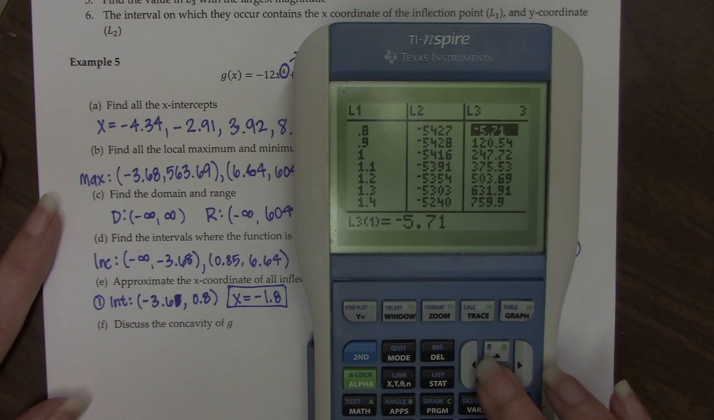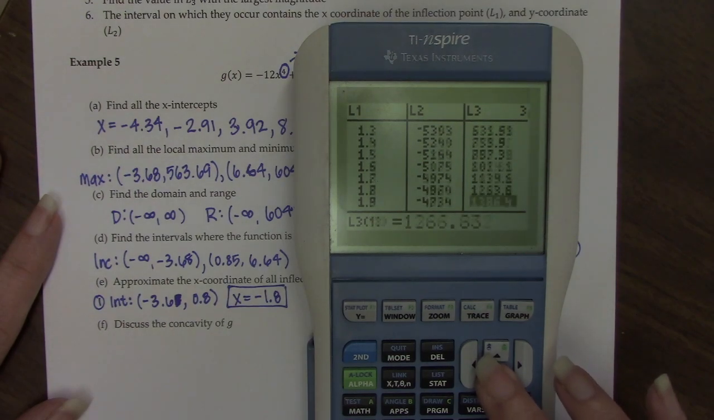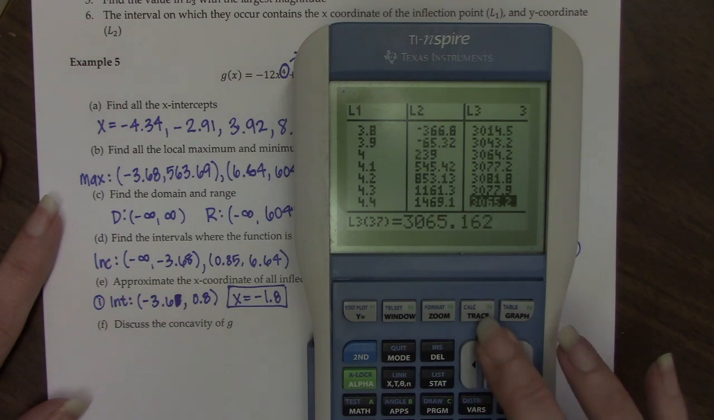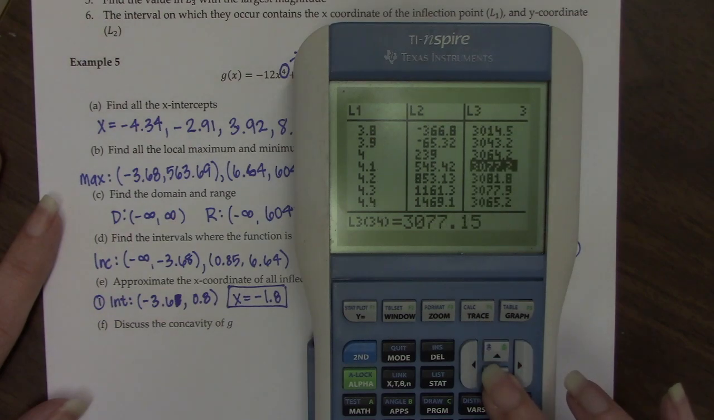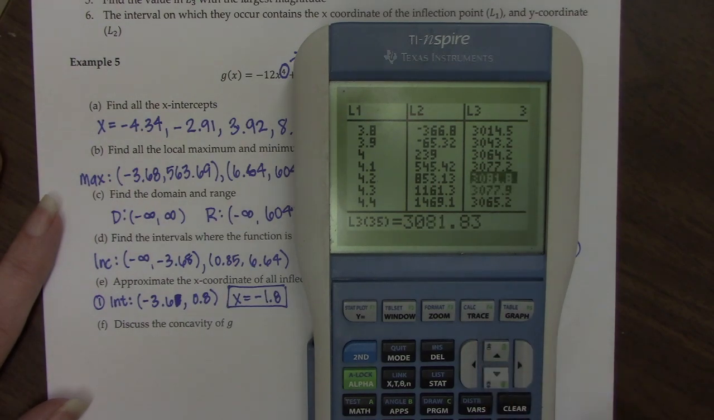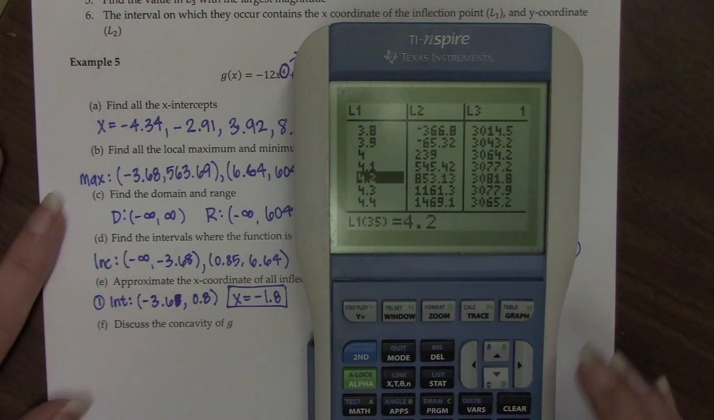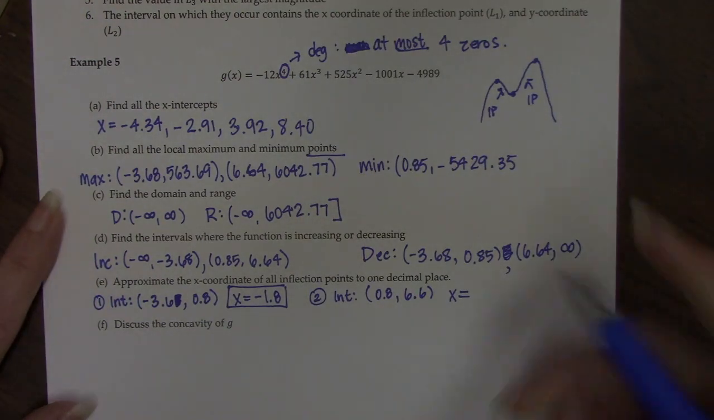So once again, we'll scroll. We see they're getting bigger. Bigger, bigger, bigger. Just kind of looking at the first digit, so 3. And there's the drop. So 3077, 3081, and then it drops down to 3077. So if we scroll over here, 4.2 is the x coordinate of the second.